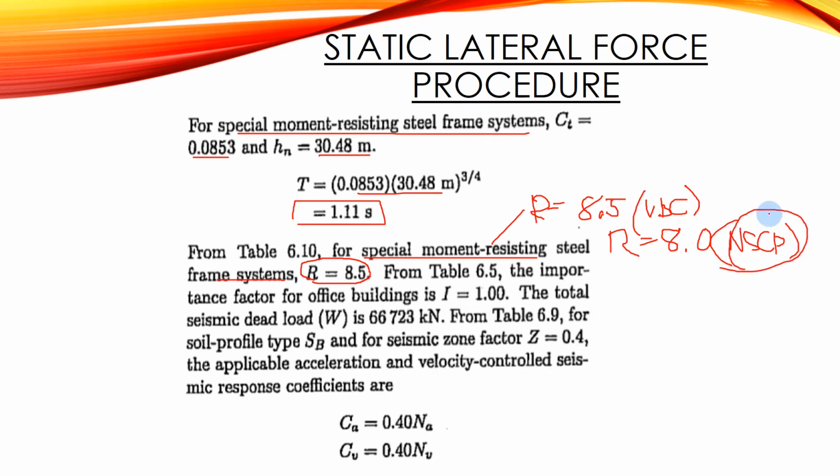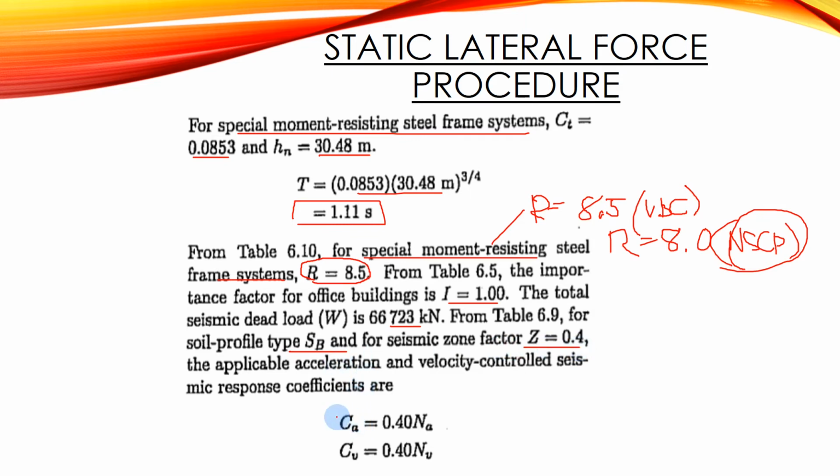From Table 6.5, since this is an office building, a normal structure, the I is 1. The total weight is given. The soil profile SB is given. Seismic zone 4, so Z is 0.4.